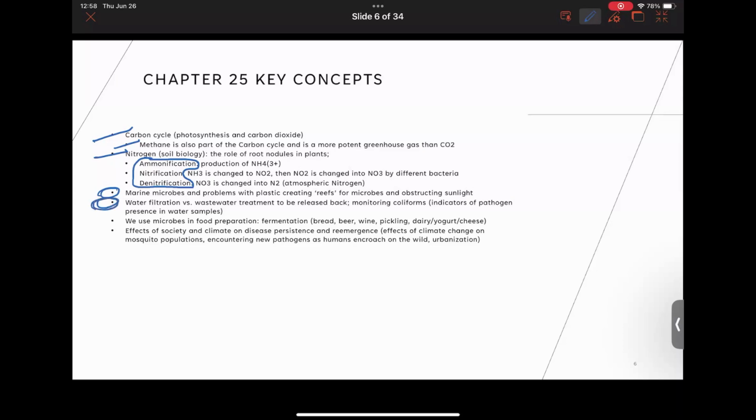All right. So water filtration, we have two processes that we talked about in this chapter. Water filtration for the water that we drink and use on a daily basis, clean water. And then we have wastewater treatment. Wastewater treatment is what we do to deal with sewage.